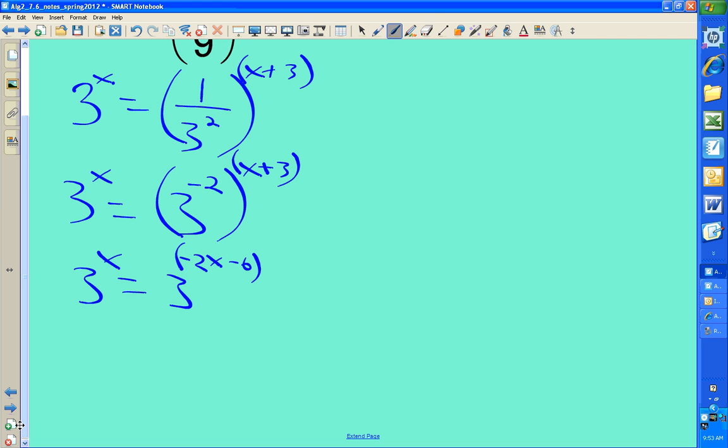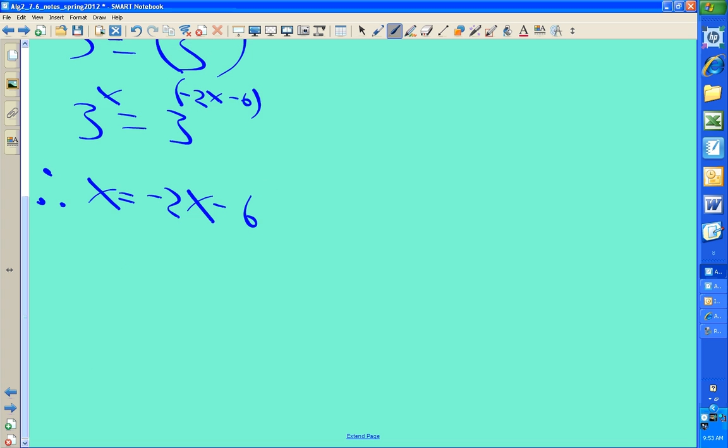What's a logical conclusion here? x equals negative 2x minus 6. In order to solve, what do we do? So we add the negative 2x to x. So we get 3x equals negative 6, and x equals negative 2.